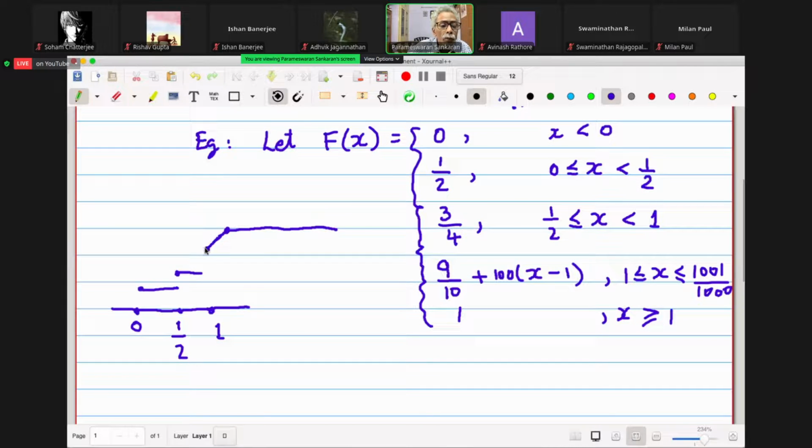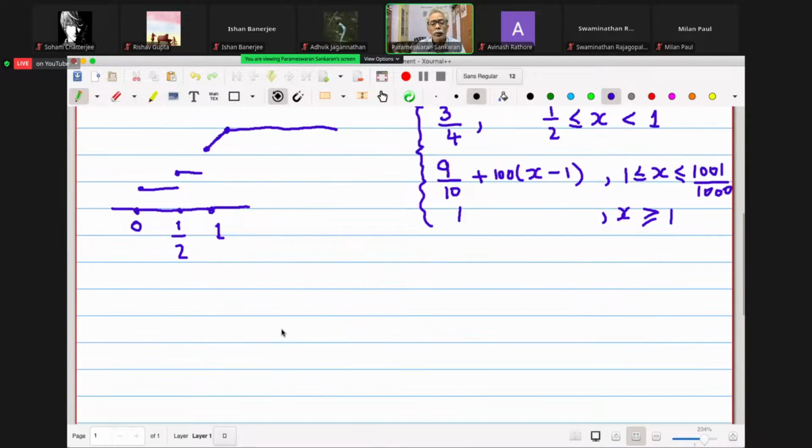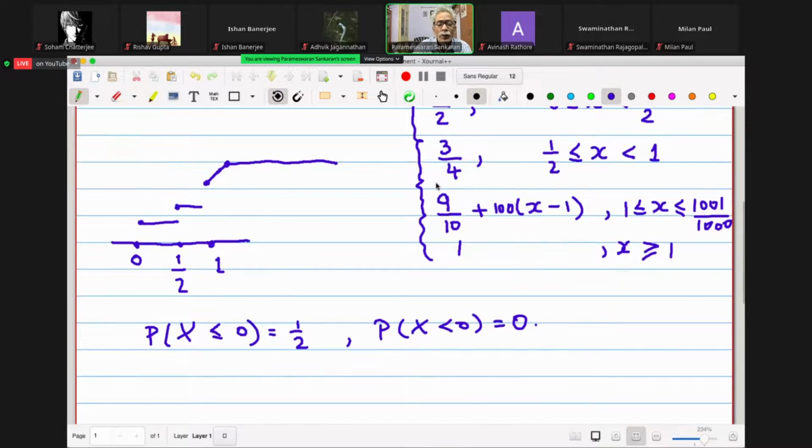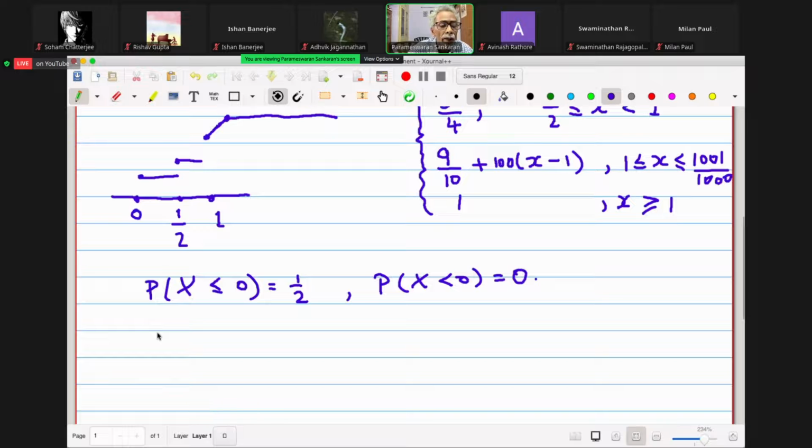Okay, so this is it. So what you can do is, what does this mean? This means that the probability of x less than or equal to 0 is actually equal to half, but the probability of x less than 0 is actually 0. That's because of this first condition. So this is what I mean by saying that the probability of x equals 0 is actually equal to 1/2.